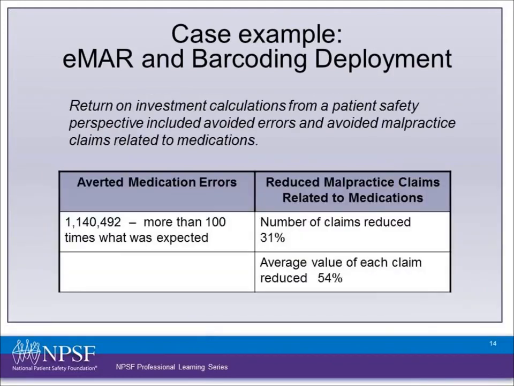Finally, we began to calculate the return on investment from our patient safety technology. We looked at our avoided errors and our avoided malpractice claims related to medications. And surprisingly, we saw great improvement in both of those areas. So many more averted medication errors than expected, and a 30% reduction in the number of claims related to medication errors, and a 50% reduction in the actual cost of claims that we paid.